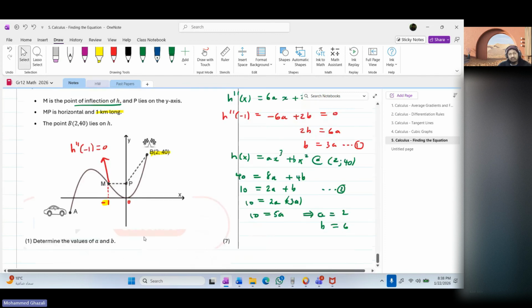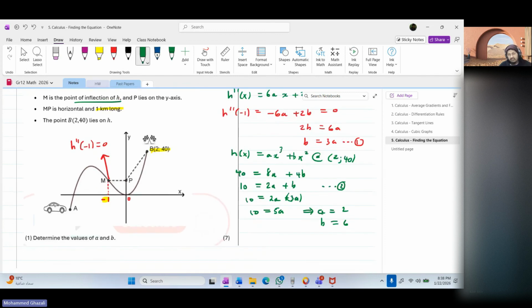Right, so that was a nice question. So now you can get the entire equation. a is 2, b is 6. Great.